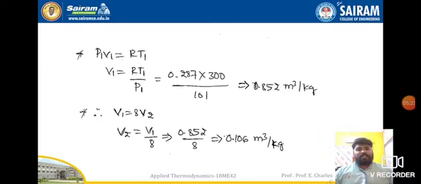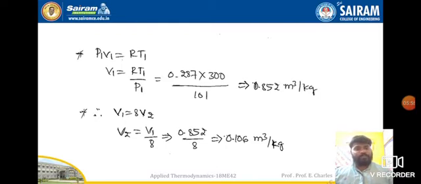So P1 V1 is equal to MRT1, and m is taken as 1 kg mass. So V1 is equal to RT1 by P1, which is 0.852 meter cube per kg. It is not so complicated, because we are using the simple gas equations, and compression ratio is given, V1 by V2 is equal to 8. So V1 is considered as 8 V2. To find out V2, V1 by 8, it is 0.108 meter cube per kg.